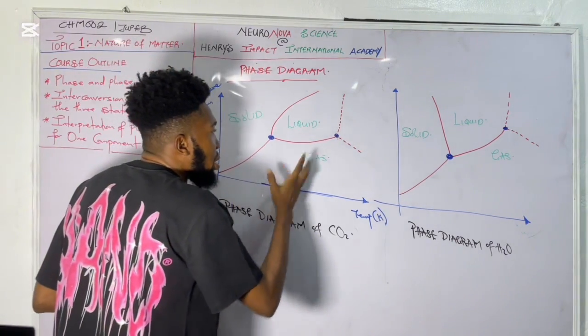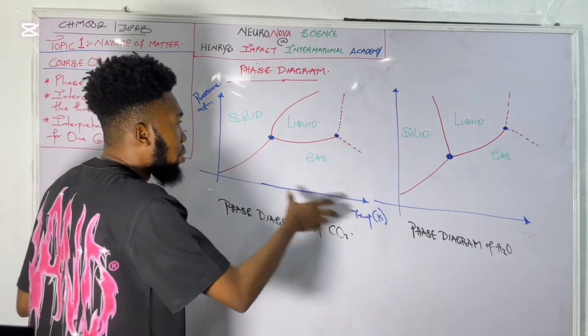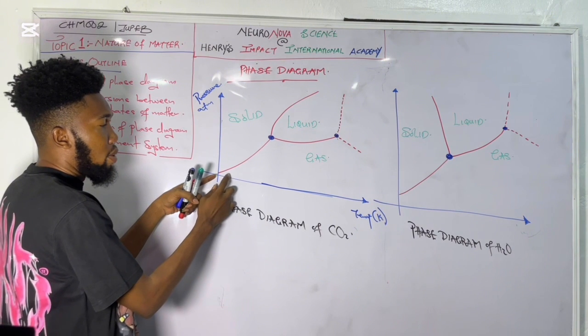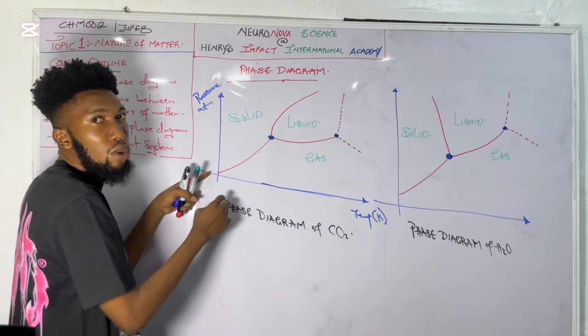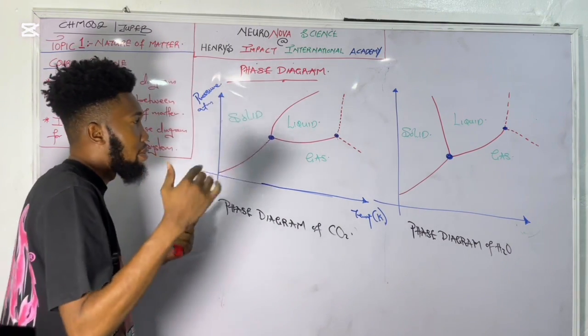As the temperature is increasing, you're still having your phase in the gaseous state. But you can see that even at this low temperature here, it's still gaseous. Why? Because pressure was very low. So pressure has a higher effect on maintaining the gaseous phase than temperature. That's what I'm going to.